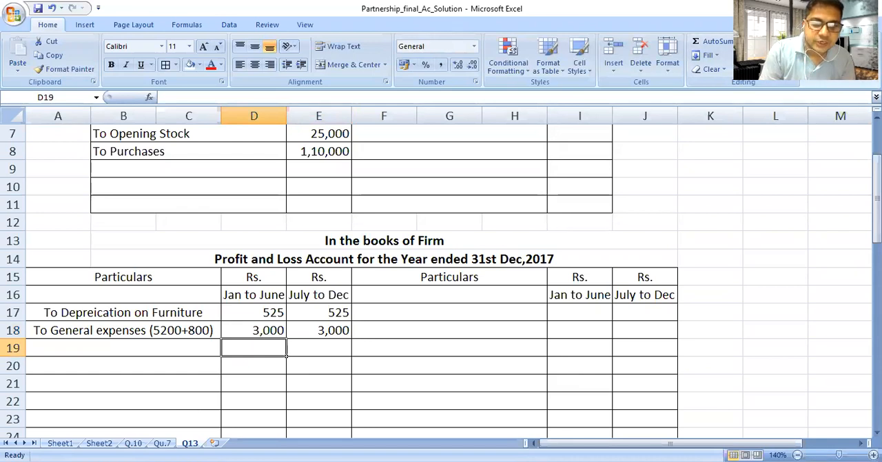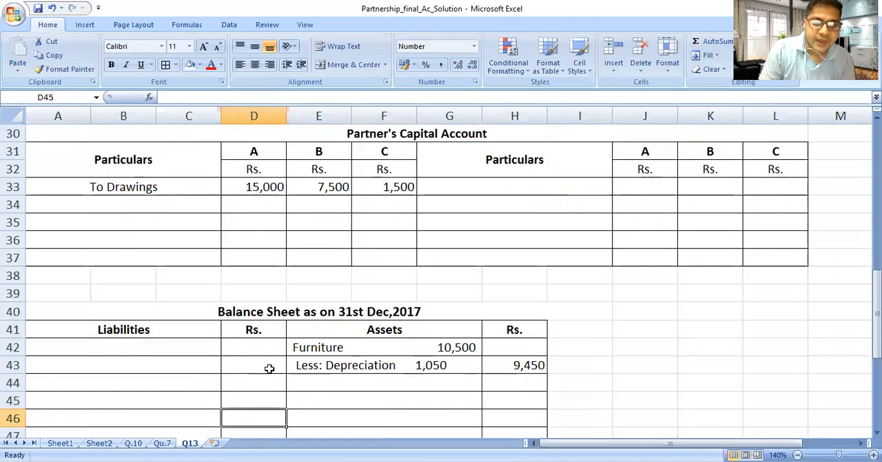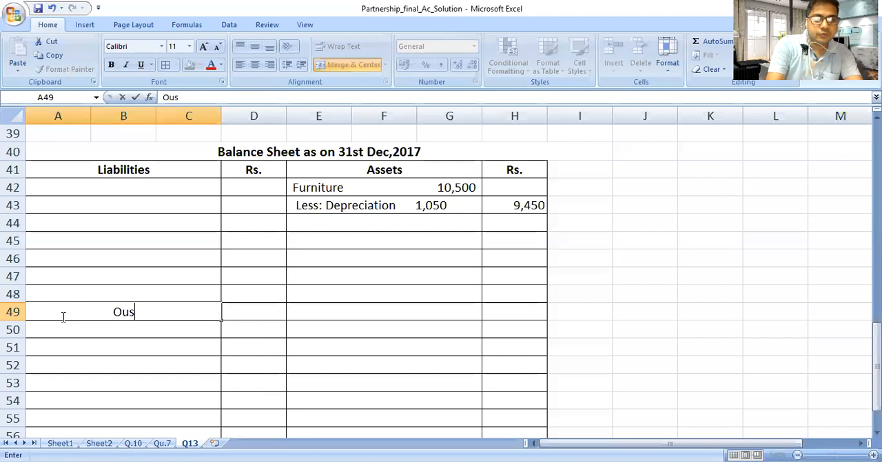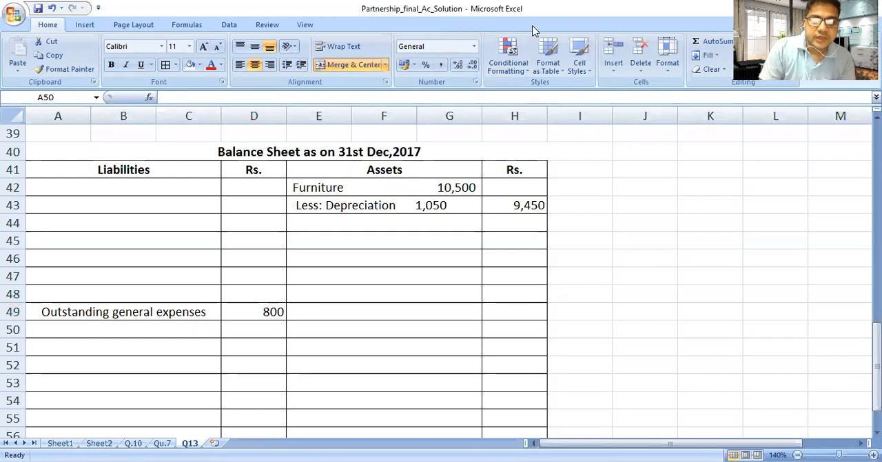After recording general expenses, the outstanding general expenses of 800 we have to show in the balance sheet, on the liability side. We will write here: outstanding general expenses is 800.